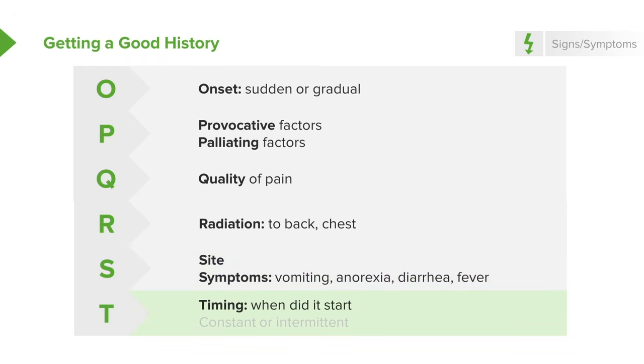The timing: when did it start? Is it constant or intermittent? Colicky pain, like biliary colic or renal colic, by definition is intermittent pain. It's pain that becomes more or less severe. Constant pain is pain that just stays there constantly. Again, it's helpful to know the way the patient is describing and reporting their symptoms.